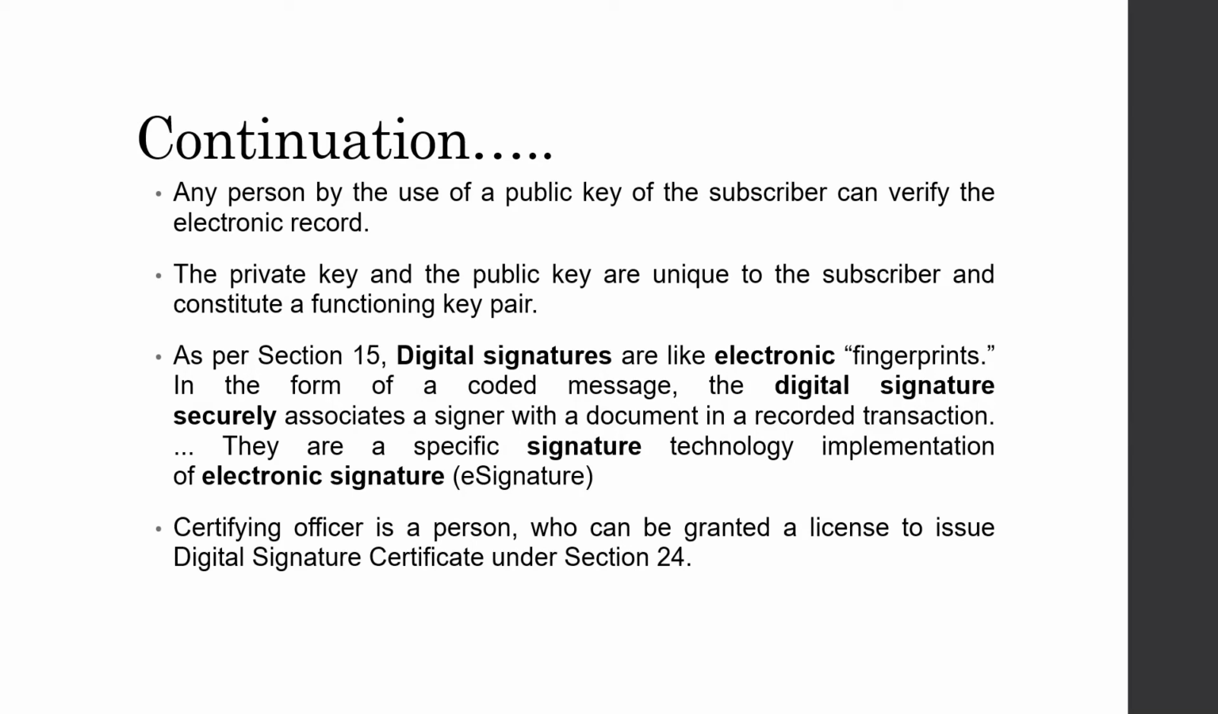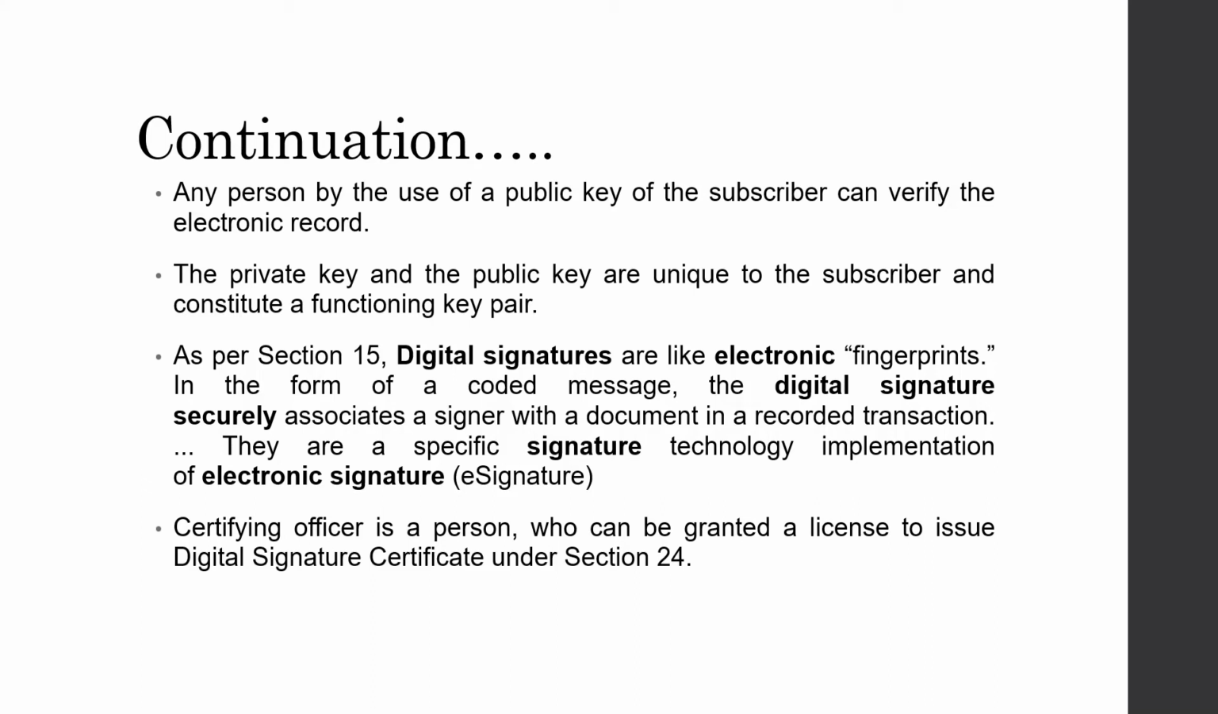Next, any person by the use of the public key of the subscriber can verify the electronic record. So obviously the public key is only to verify. By giving the public key, I can verify whether you are actually the person or are eligible to sign or not, whether it's your signature or not. Next is, the private key and the public key are unique to the subscriber and constitute a functioning key pair. Both constitute a functioning key pair because one never works without the other. If you are giving a private key and it is not matching with the public key, it won't work. So it should have a functioning key pair.